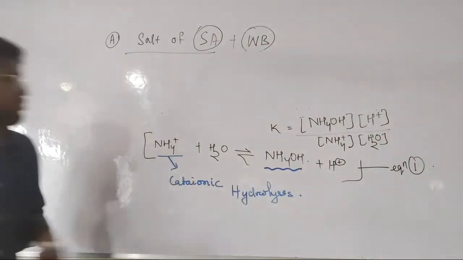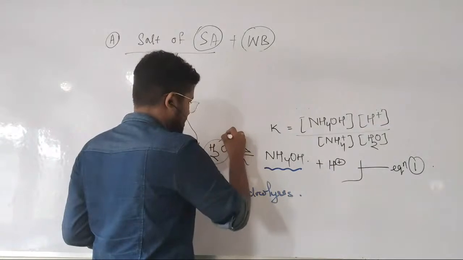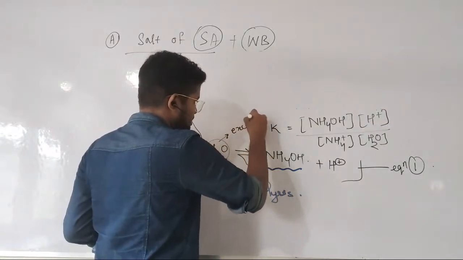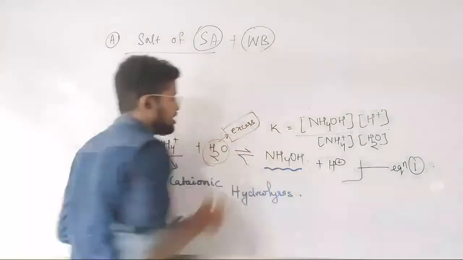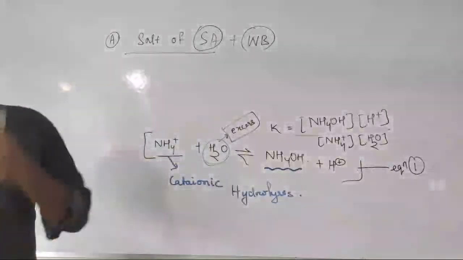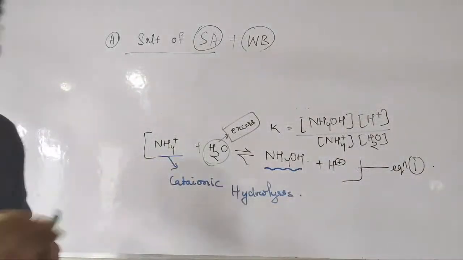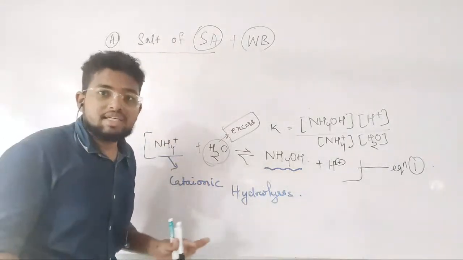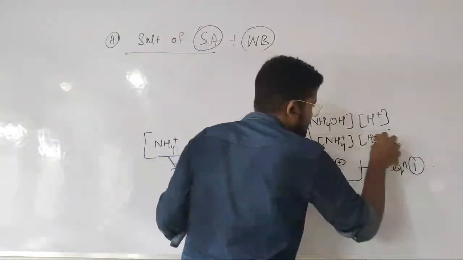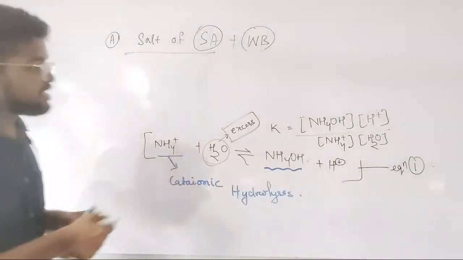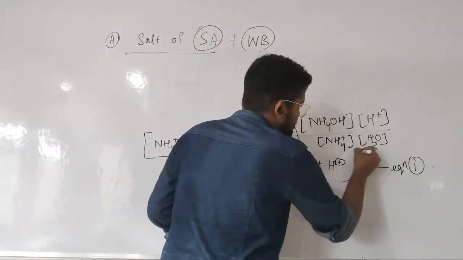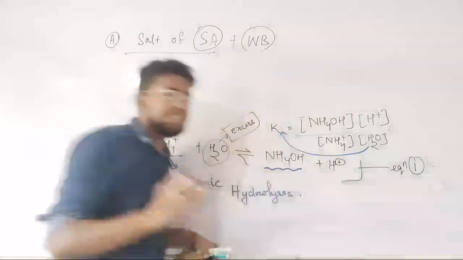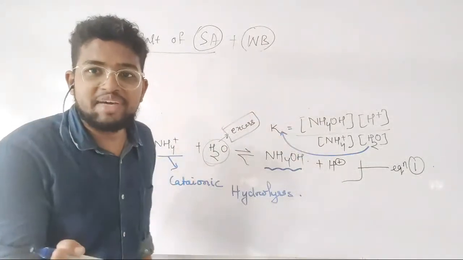Again, you know this water is in excess, right? Previously also, while calculating the pH of the mixture of weak acid, weak base, strong acid, strong base, we had to ignore water, right? We can ignore the concentration of water, or we can simply multiply the concentration of water, because the change in concentration of water will be very less.